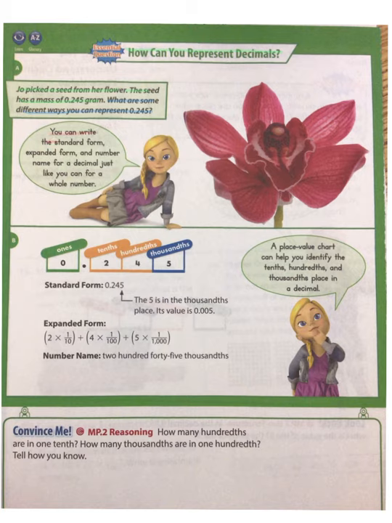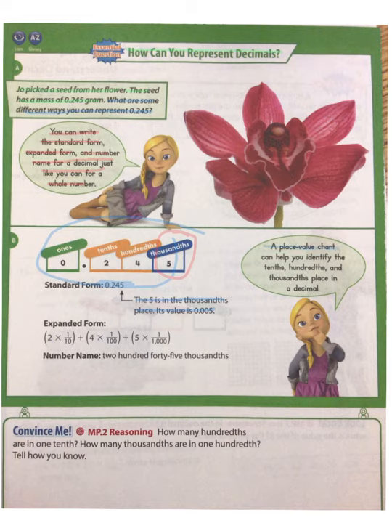You can write the standard form, expanded form, and number name for the decimal, just like you can for a whole number. The standard form is just writing the number out, 245 thousandths, just like I highlighted in blue. If we look at the standard form, the 5 in the thousandths place, the value is actually 5 thousandths. So this 5 right here is actually 5 thousandths. It's not just 5.